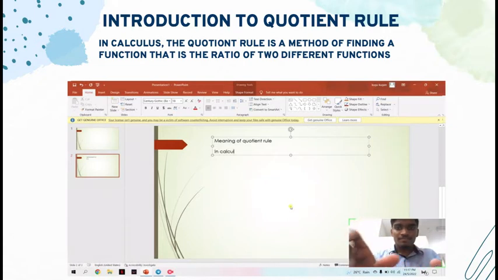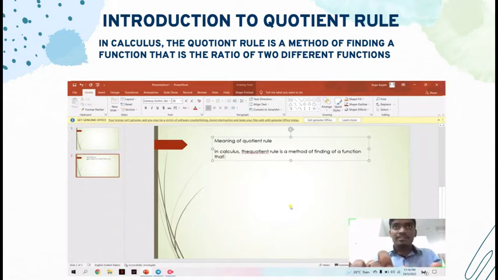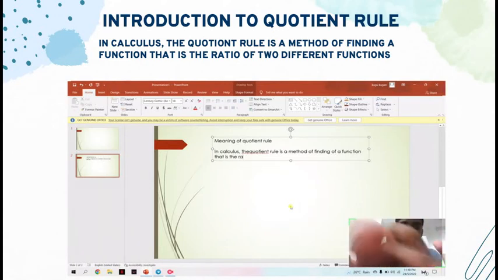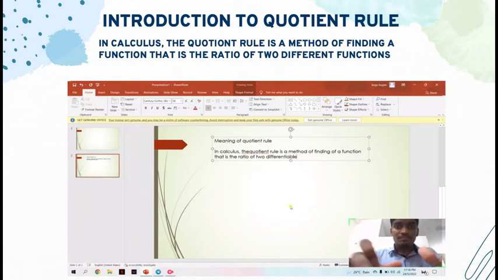In calculus, the quotient rule is a method of finding the derivative of a function that is the ratio of two different functions.